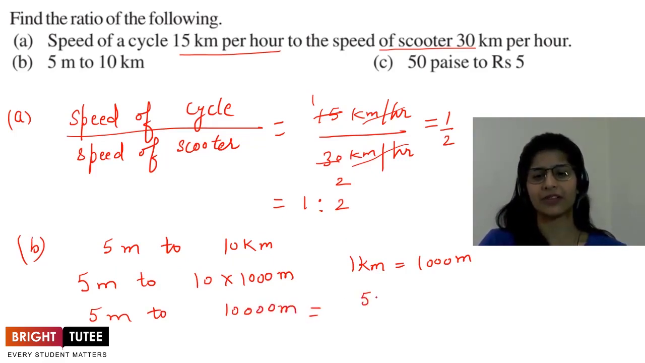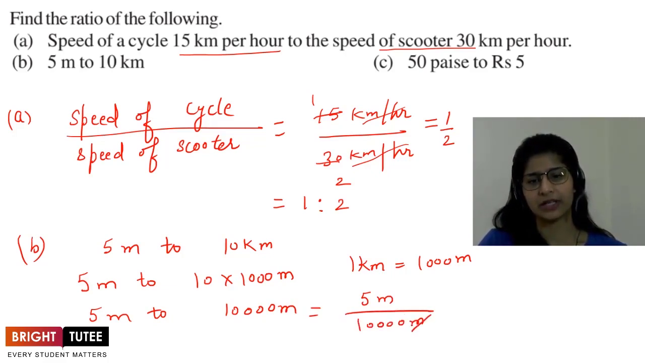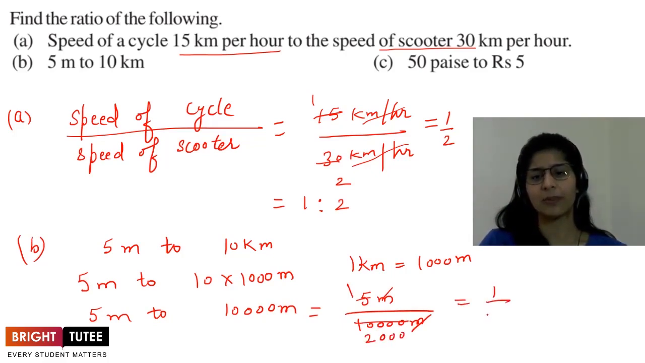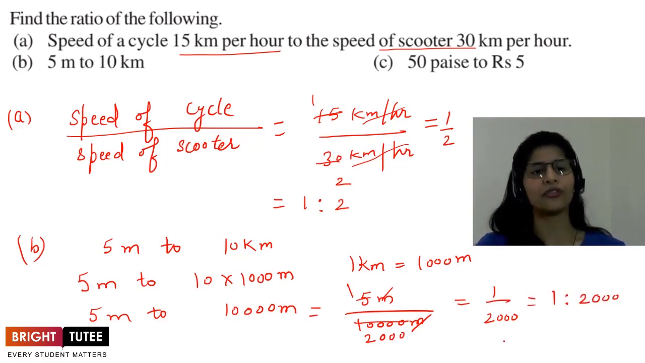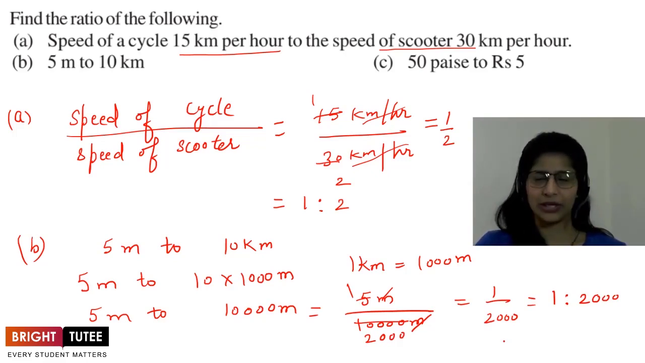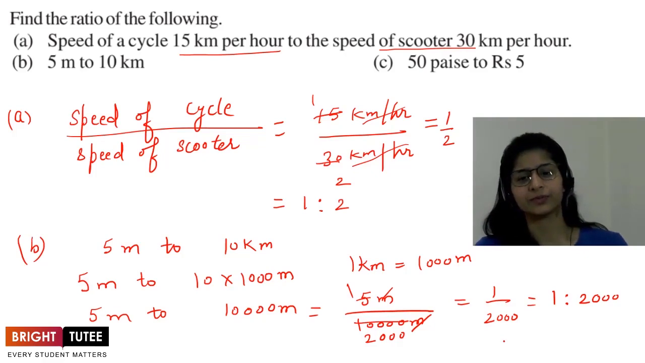We will write it as 5 meter upon 10,000 meters. Cancelling them, we get 5 ones are 5, 5 twos are 10, and 0, 0, 0. So 1 upon 2000 we get, that is 1:2000. This is the ratio of 5 meter to 10 kilometer. Clear? Let's do the third part now.